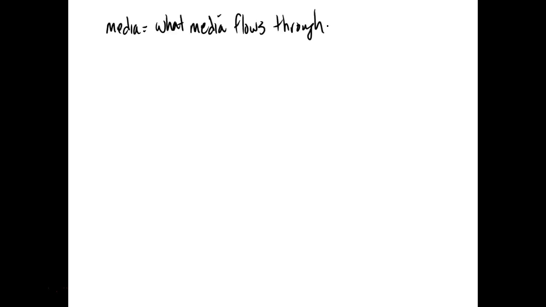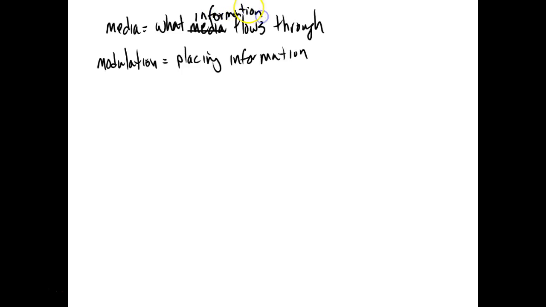I'm modulating the air. Modulation is when we take something and place it on top of something else. My vocal cords vibrate, causing the air to modulate, and then your ears pick that up. So modulation is when we take the information we're trying to send and place it on another frequency that we call a carrier. The technical definition is that it makes it compatible with the medium. We call this a carrier.